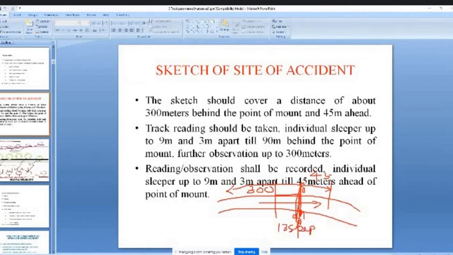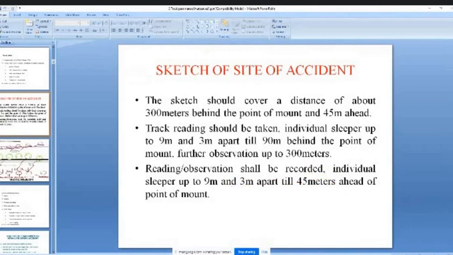At every sleeper you have to measure gauge. I am talking about straight track. You have to measure gauge. Standard gauge, I told you, is 1676. If it is more, it is called slack gauge. If it is less, tight gauge. Then you have to measure cross level. Say, for example, I will take this one.